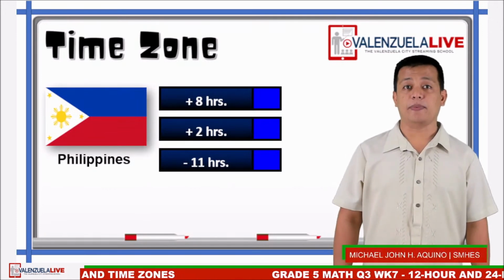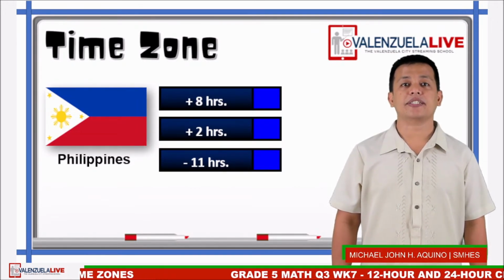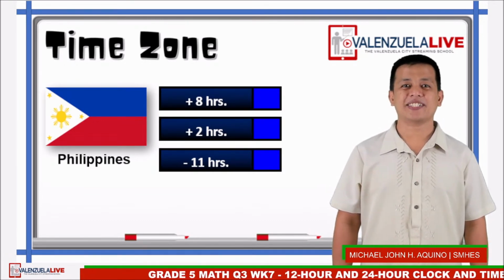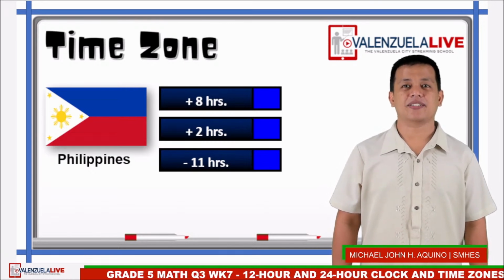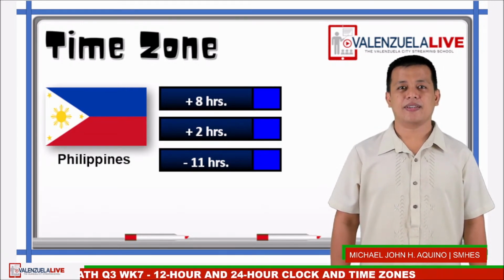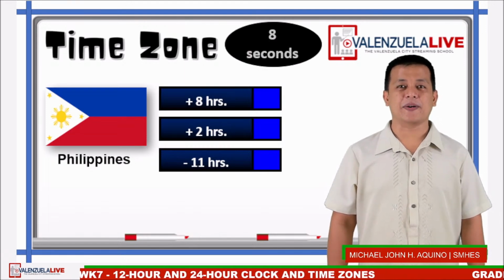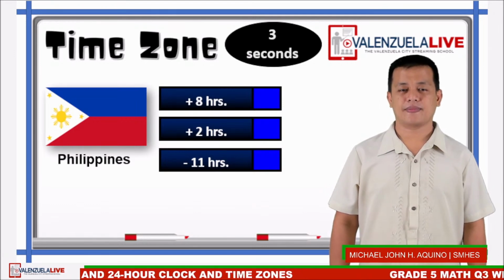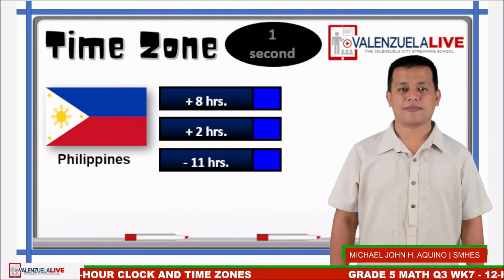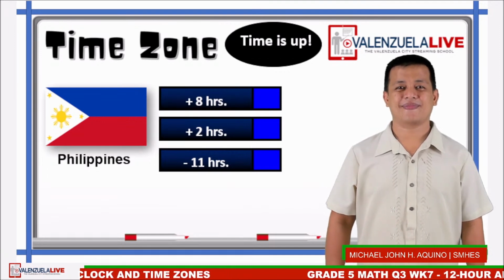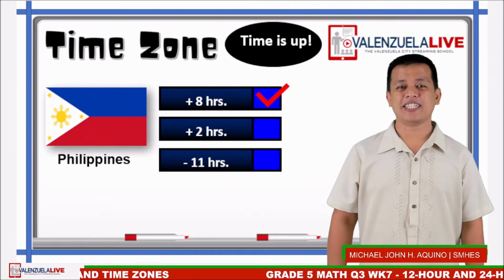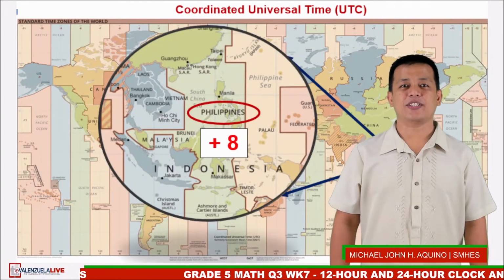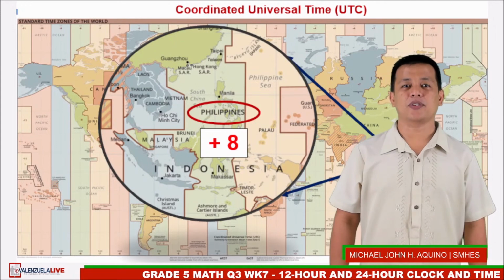We have the Philippines. The choices are plus 8 hours, plus 2 hours, minus 11 hours. What is the answer? Timer starts now. The correct answer is plus 8 hours. Next. Okay, so the Philippines is in the time zone of plus 8.